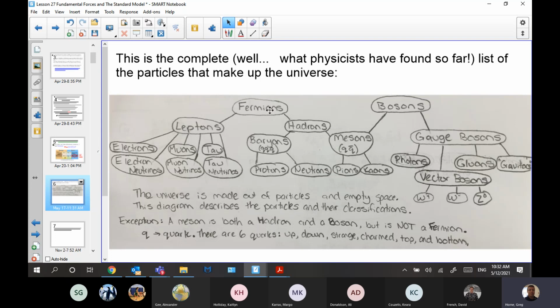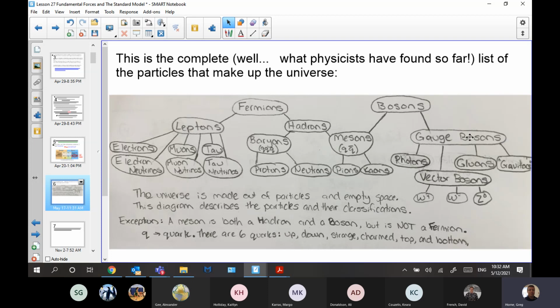In fermions, the other category I didn't mention is they call them hadrons. So hadrons are the baryons and the mesons. The baryons, remember, are the protons and the neutrons, as I said before. And then mesons are another category. I have to get to the page where I talk about quarks, but there's up quarks and down quarks. That's what all these Qs are. So mesons are made up of two quarks. Protons and neutrons are made up of three.